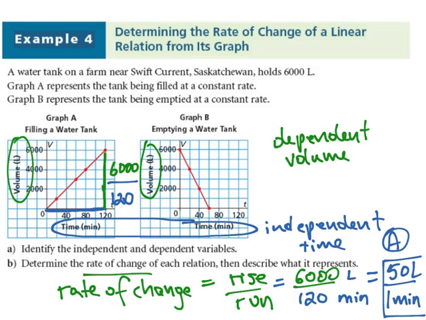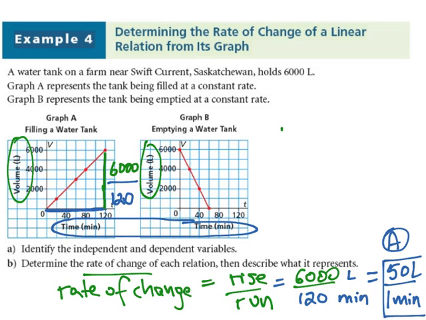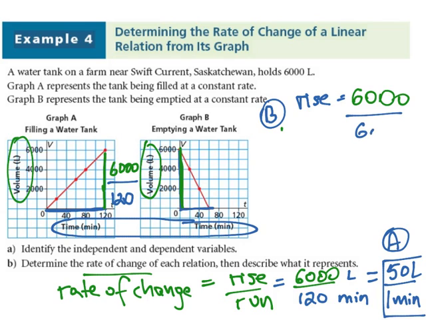For graph B, on the other hand, let's erase the independent variable. For graph B, we started with 6,000. I'll use the same color, 6,000 right there. So that is our rise, 6,000. And the run is 60 minutes. And don't forget that 6,000 liters is what we're trying to flush out or empty. If we do the operation, 6,000 divided by 60 is 100 liters per 1 minute.